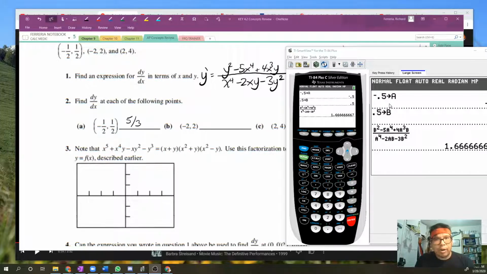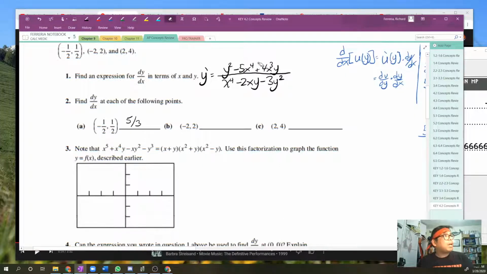Whoa, I'm so sorry. I noticed I made a mistake here. This is not in the numerator. This is not plus 4x cubed y. That's minus 4x cubed y. So this is y squared minus 5x to the fourth, and then minus 4x cubed y.